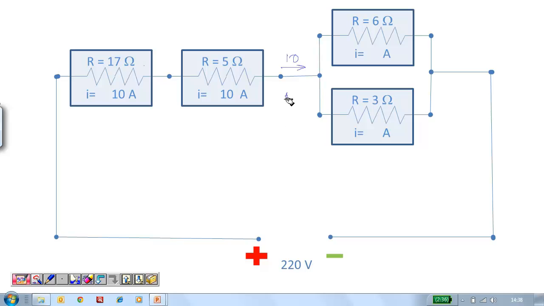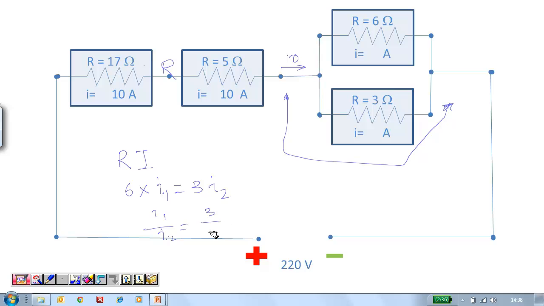given that the voltage between this point and this point is exactly the same, right? And what is voltage? Voltage is equal to R into I. In this case, it's going to be 6 into I1 is equal to 3 into I2. Therefore I1 upon I2 is equal to 3 upon 6, or equal to half.